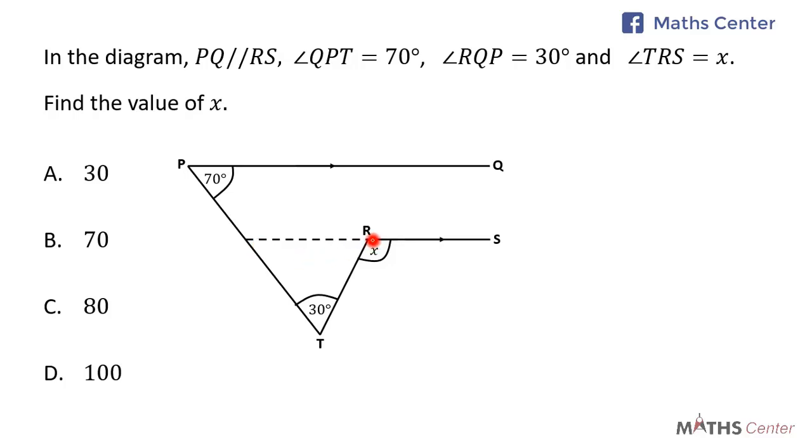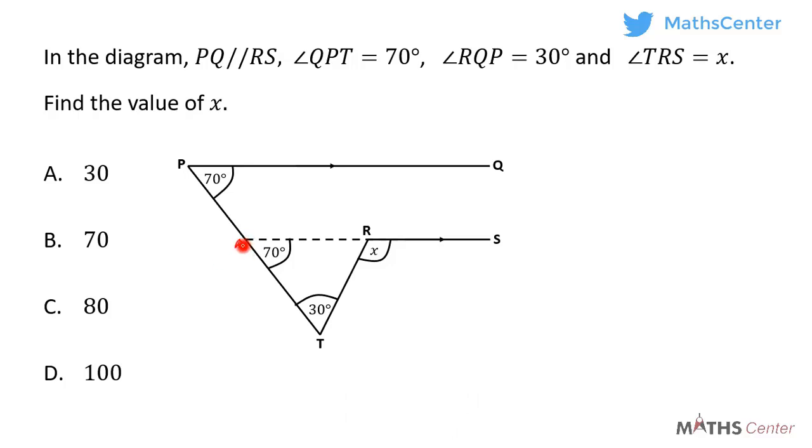When we complete this parallel line with short dashes, we can see that the angle formed here, which is 70 degrees, and the angle formed here will be corresponding angles, and corresponding angles are equal. So if here is 70 degrees, then it means that here is also 70 degrees. Let's call this point A.